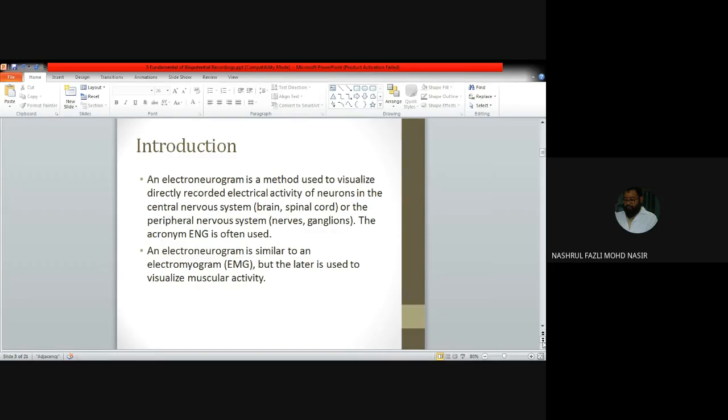So ENG is similar to EMG, but the latter, EMG, is used to visualize muscular activity. The principle is, for ENG we observe the potential of the nerves. For EMG, we observe the potential that happens in the muscle.